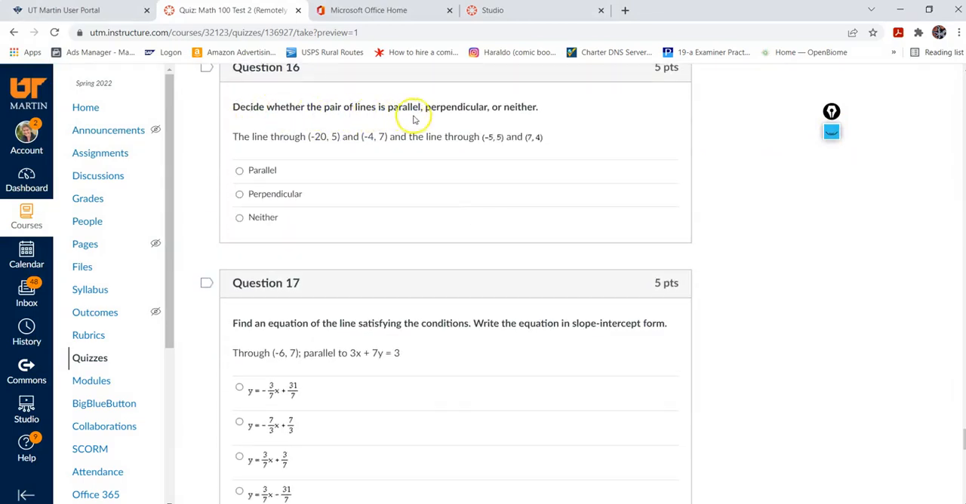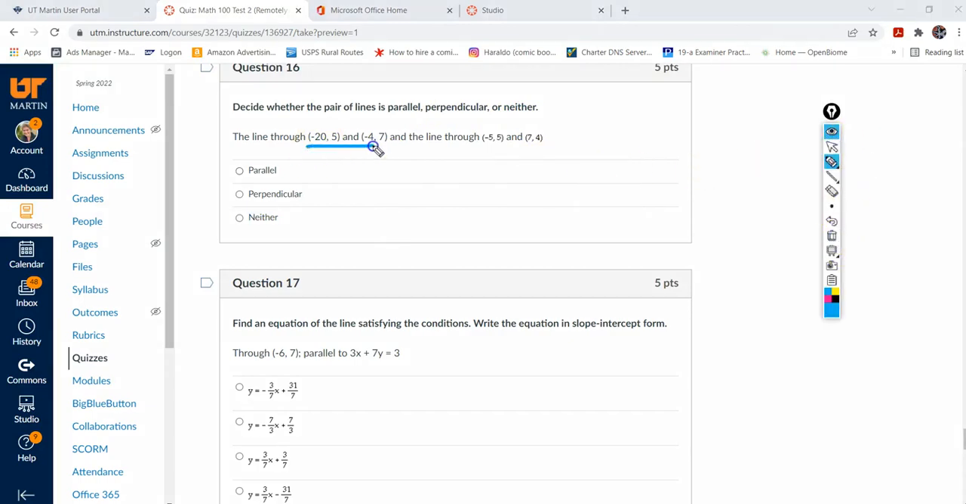Decide whether the pair of lines is parallel, perpendicular, or neither. Parallel lines have the same slope. Perpendicular lines have slopes that are opposite reciprocals, flipped with a negative sign, or neither. Okay, so we have to get the slope of these. There's no other choice.